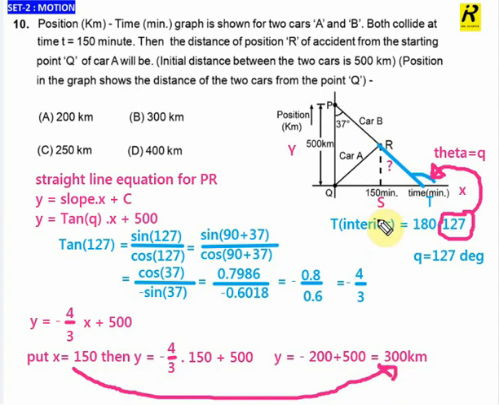That means this height is SR, which is the thing we want. In the question itself, we have to find the distance of position R of the accident from the starting point Q. Distance means this vertical height, so SR equals 300 kilometers. This answer is correctly given in option B. So this is the correct explanation of the 10th question.